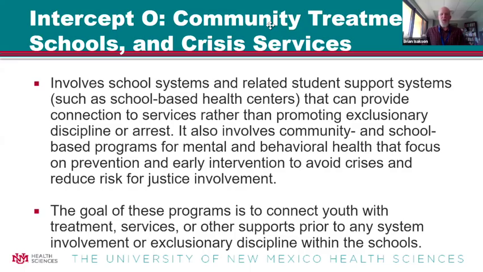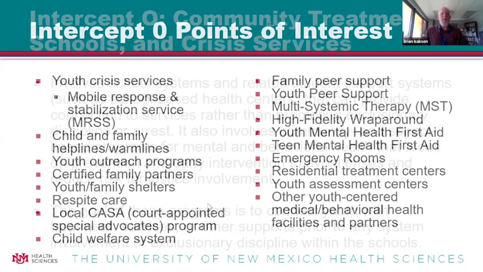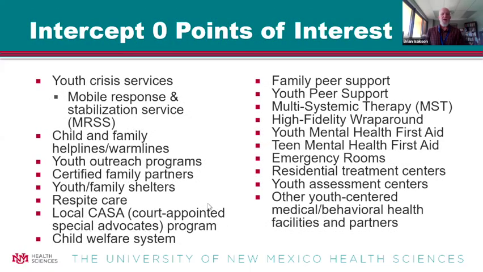And so this is important to think about as a system of care. What services are available, ideally starting with schools for youth and services that are available. And we'll go over these next. So here's points of interest for Intercept Zero. As you can see, it's a long list and we have more on the next slide.